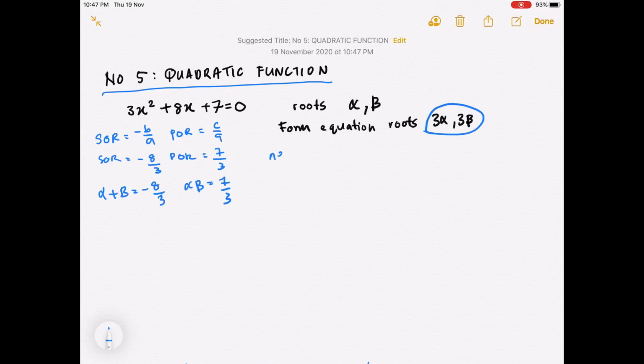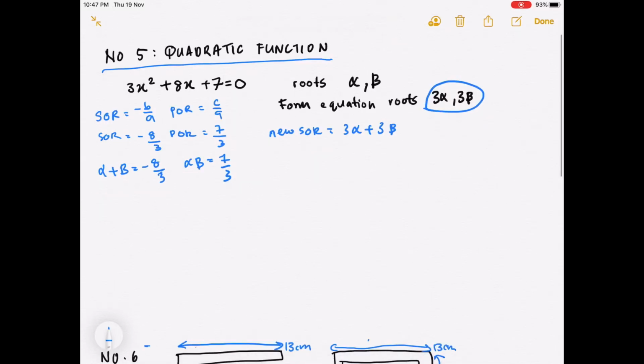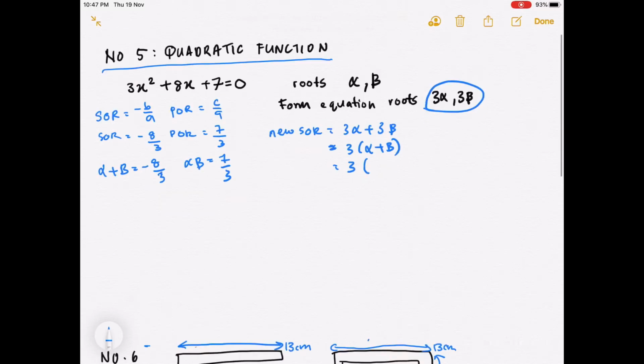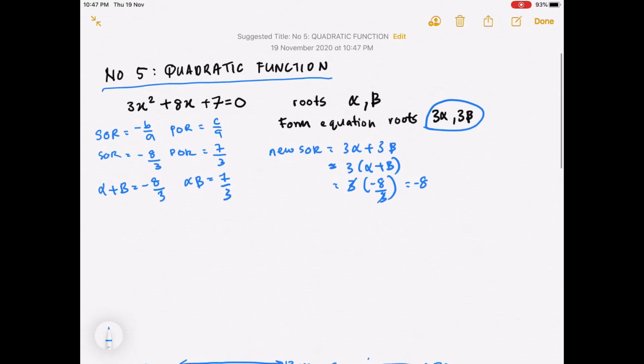So you have a new sum, 3 alpha plus 3 beta. We didn't have 3 alpha, we didn't have 3 beta, but we have alpha plus beta. So factorize this, 3 alpha plus 3 beta jadi 3 times alpha plus beta. So alpha plus beta here is negative 8 over 3. So you get negative 8 for the new sum.